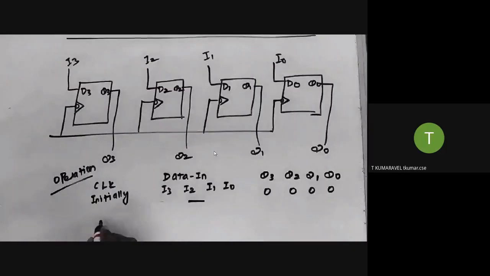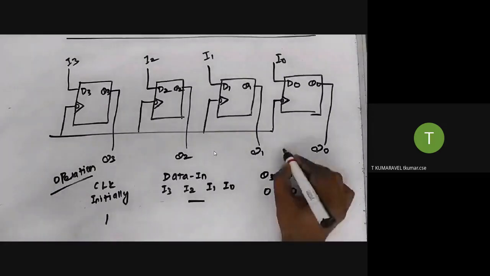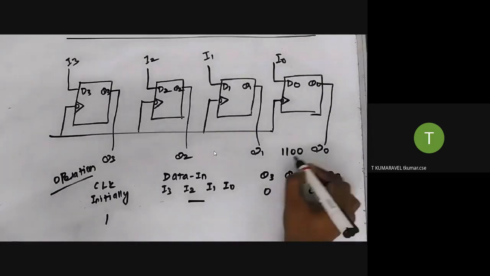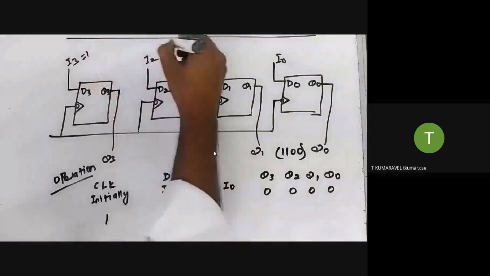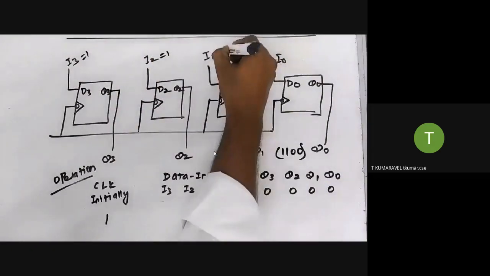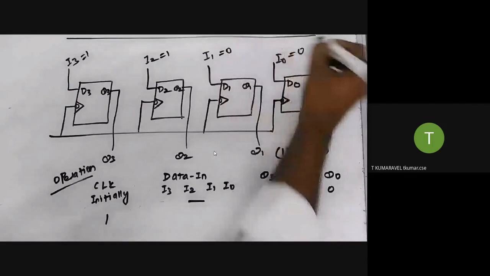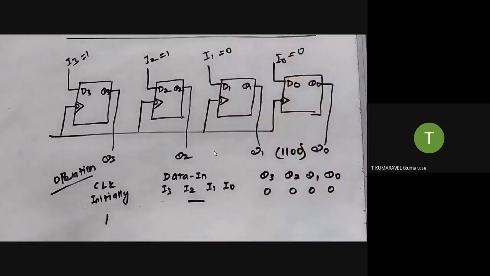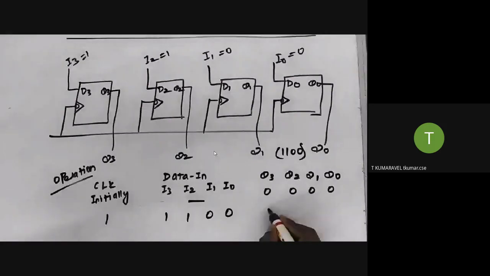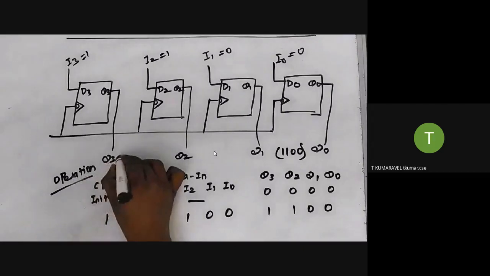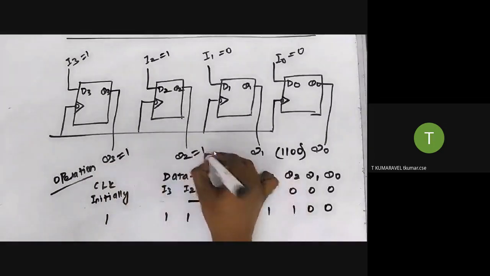Now I'm going to provide the first clock pulse. Once I provide the clock pulse, what happened? This is the information, 1 1 0 0, that I want to store into the flip flop. Once the flip flop gets the clock cycle, at that moment itself, it will store all the data, and parallelly we can take the data out. I will take the data out from the flip flop.